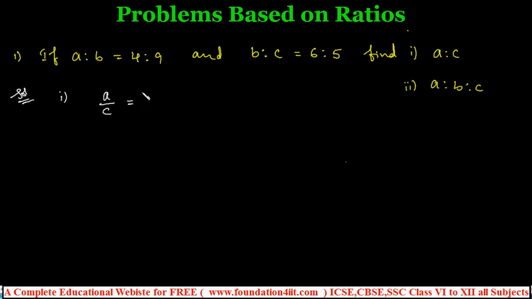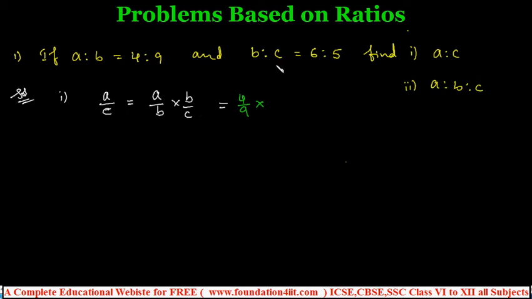A is to C is nothing but, in fractions, we can write A by C. That is A by B into B by C, we can write directly, because in A by B into B by C, B cancels, and only A by C will come. We know already A is to B is 4 is to 9, meaning A divided by B is equal to 4 divided by 9.